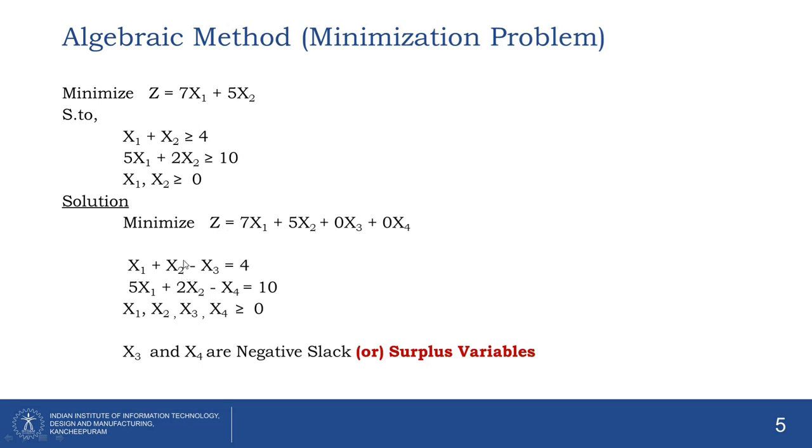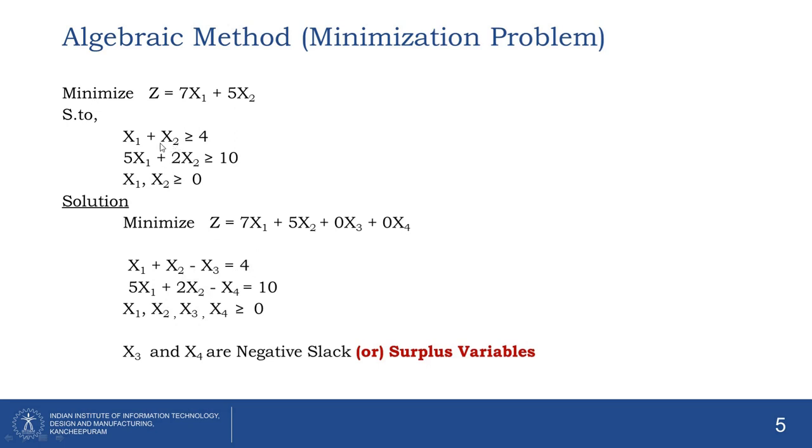So here we have the first constraint, x1 plus x2 greater than or equal to 4. So x1 plus x2 can be 5, 6, 7, 8 or more than that. If it is 5, then some value has to be subtracted. So we are introducing one extra variable called x3. We put a minus sign. So x1 plus x2 minus x3 equal to 4.